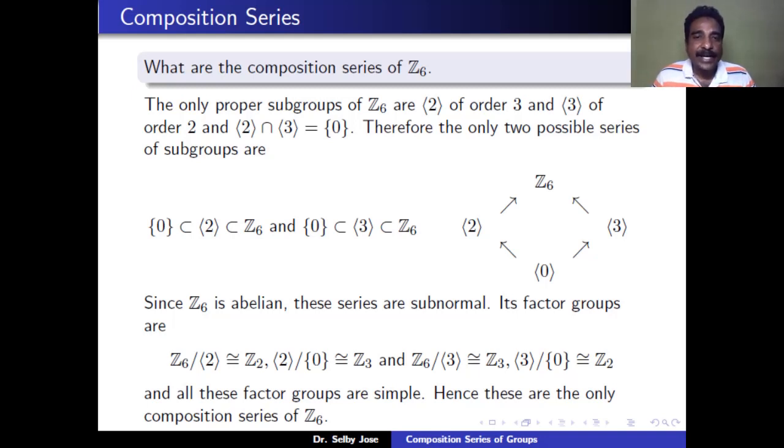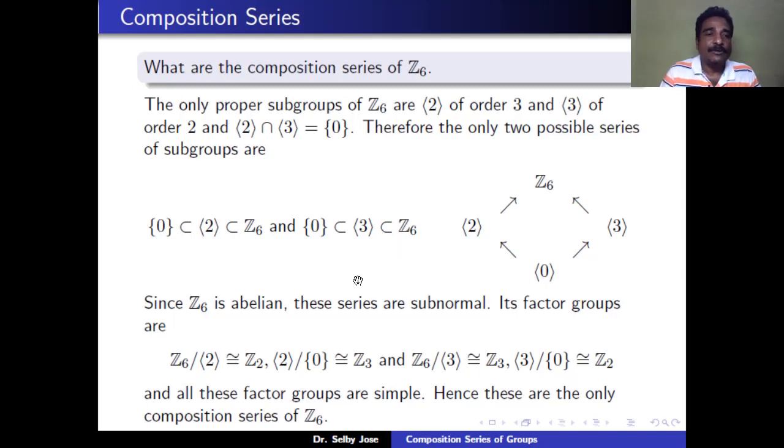So we have a lattice diagram for this. Namely, you can see that 0 is contained in the cyclic subgroup generated by 3, which is contained in Z6. And 0 is contained in the cyclic subgroup generated by 2, which is contained in Z6. So you can have only 2 series of subgroups of Z6, namely 0 contained in the cyclic subgroup generated by 2, which is contained in Z6, and 0 contained in the cyclic subgroup generated by 3, which is contained in Z6. Since Z6 is abelian, these series are normal series in fact. So it is a subnormal series also.